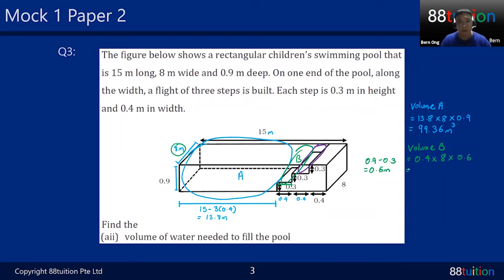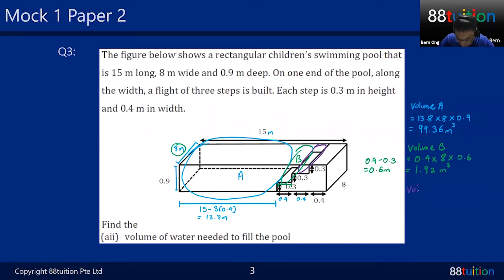So when you do this type of question, you must be very clear what you're looking for. If you really don't know, just work it out step by step like that. Just separate out the diagram into 3 parts, then just work it out separately. Then later just add them together.